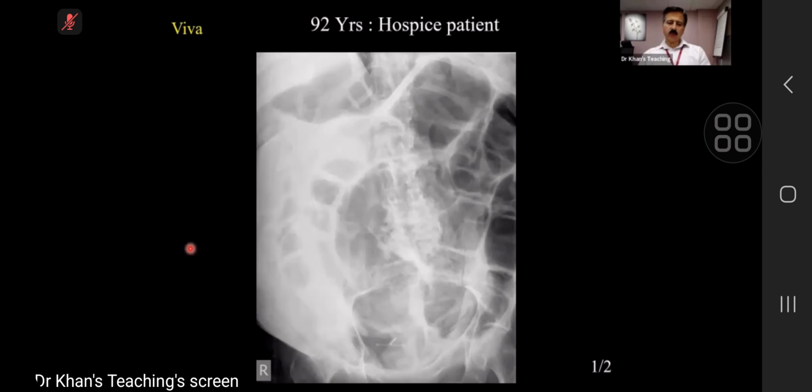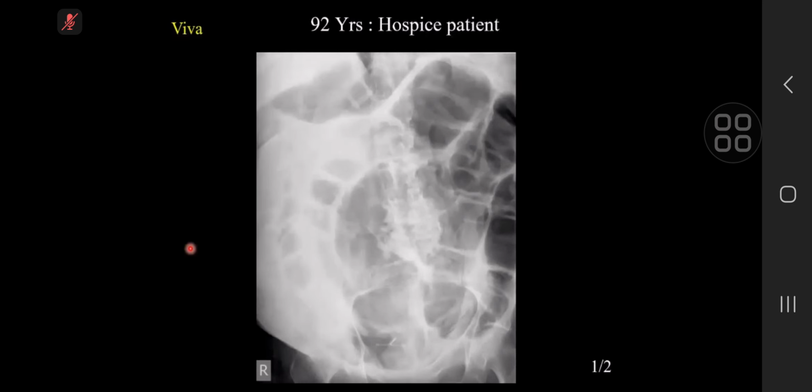Why do you say sigmoid volvulus? I can't see the haustration pattern in the large dilated bowel loop. The axis appears to project more to the left, and it's more common than cecal volvulus, especially in this age group and in a hospice patient. So with the clinical information.